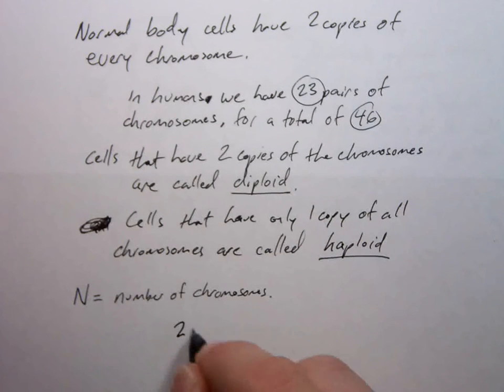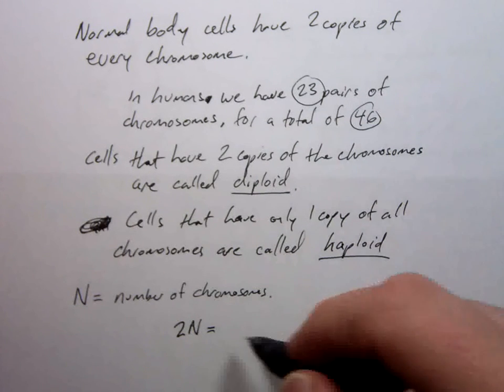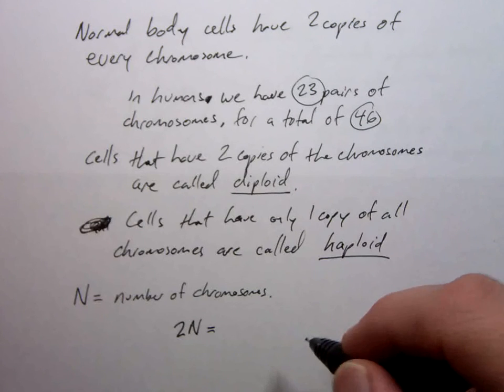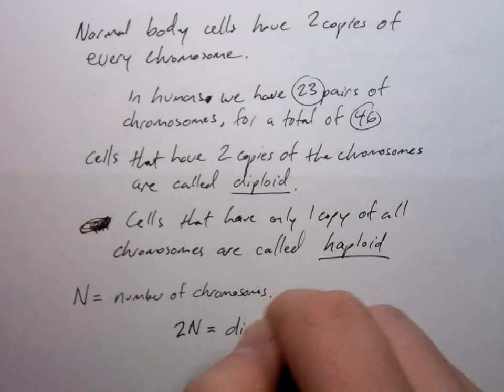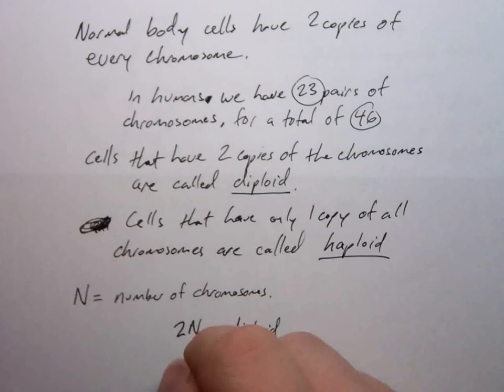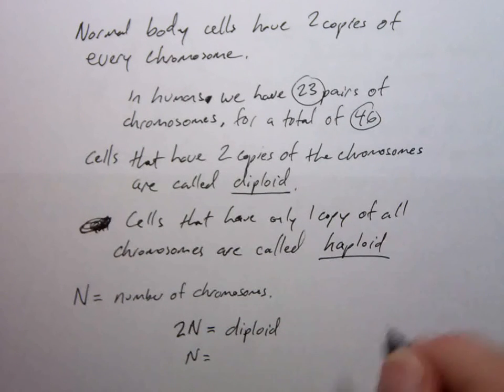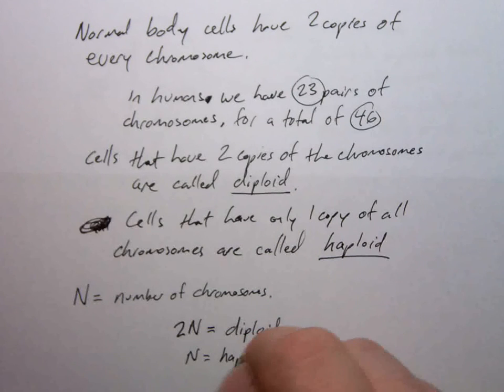So, 2N is what? Two copies of the whole number of chromosomes you have. So what type of cell would that be? A diploid. 2N is the same thing as saying diploid. And N is the same thing as saying haploid.